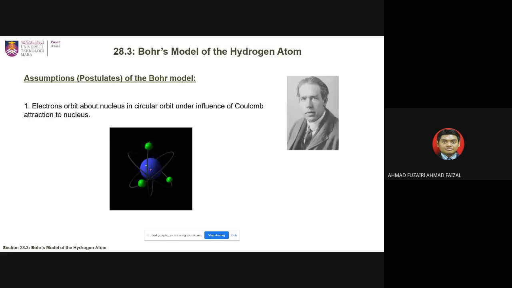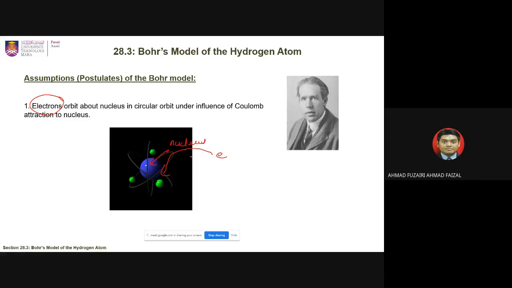So this is the Bohr model of the hydrogen atom with the assumptions or postulates of the Bohr model. Number one, the electrons orbit about the nucleus in a circle under the influence of the Coulomb force. Remember, you look at the elements here, we have the electron and it's orbiting. The green color is the electron, whereas the blue color is the nucleus.